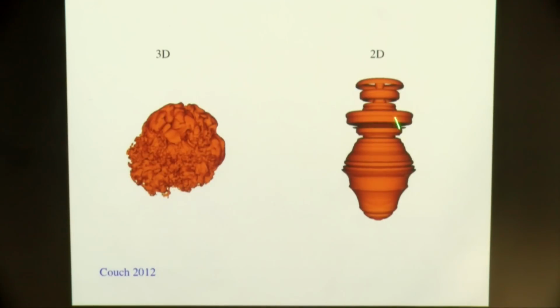This is a Sean Couch show. This is a dowel, but this is the distribution you actually have when you're doing a 2D simulation. It's axisymmetric, so it goes around like that. But that's what we get normally.